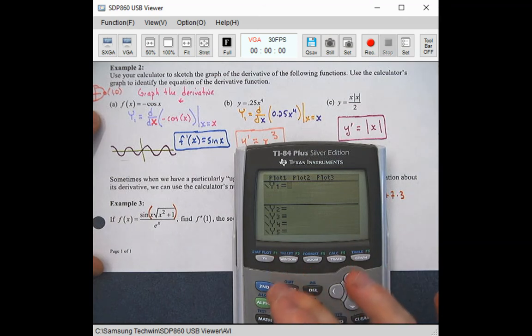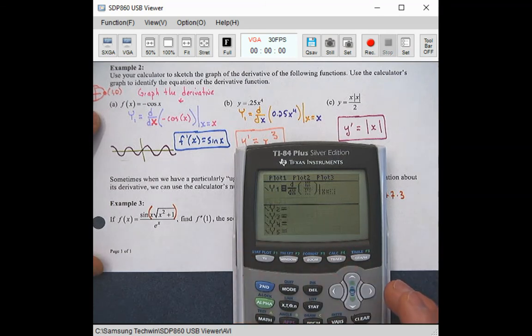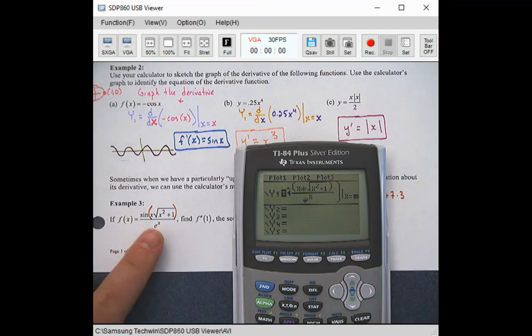So I would go derivative according to x of, and like I said, I like to put the fraction in there. I'm going to do sine of x times the square root of x squared plus 1 over e to the x. And because I only want to figure out the second derivative at 1, I want to figure out the derivative everywhere, so I'm going to leave this as x.